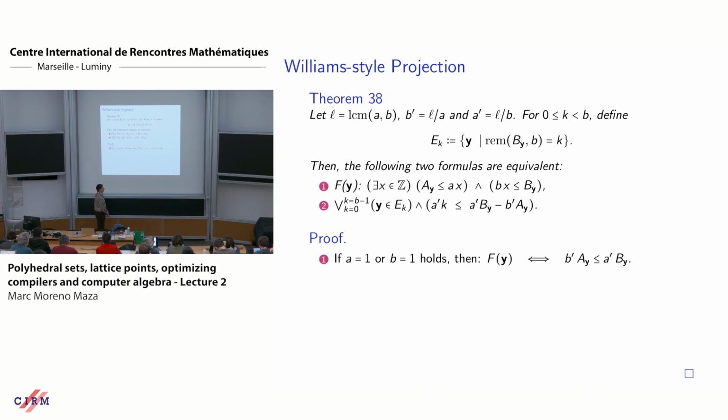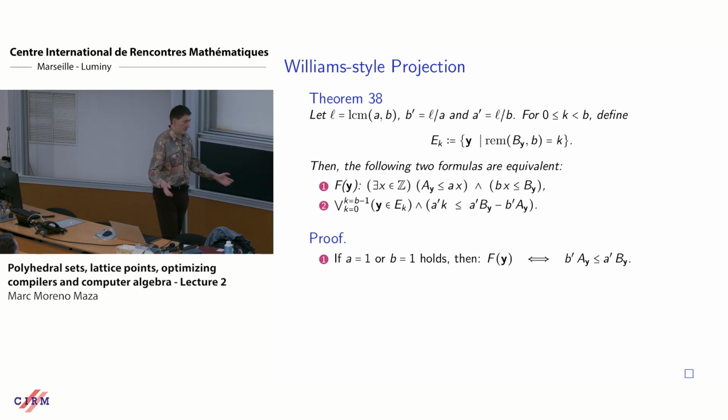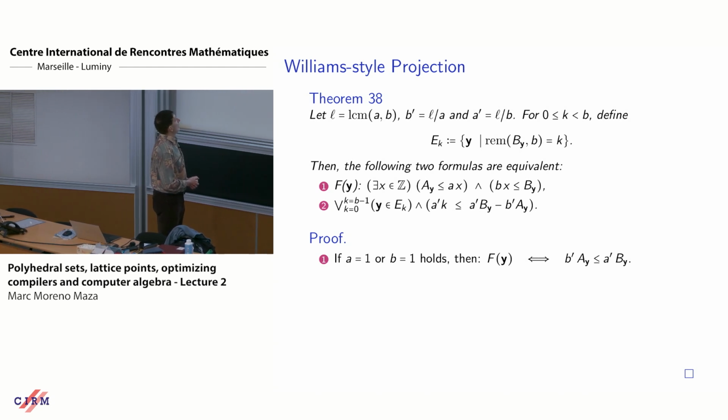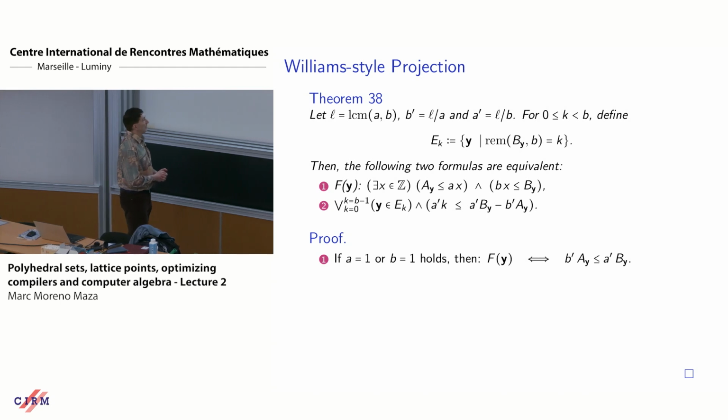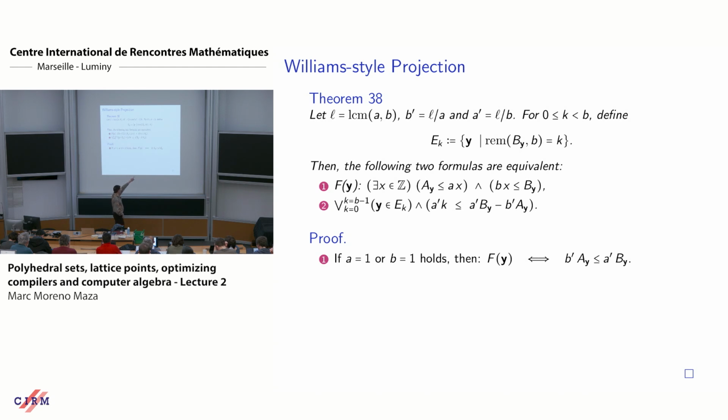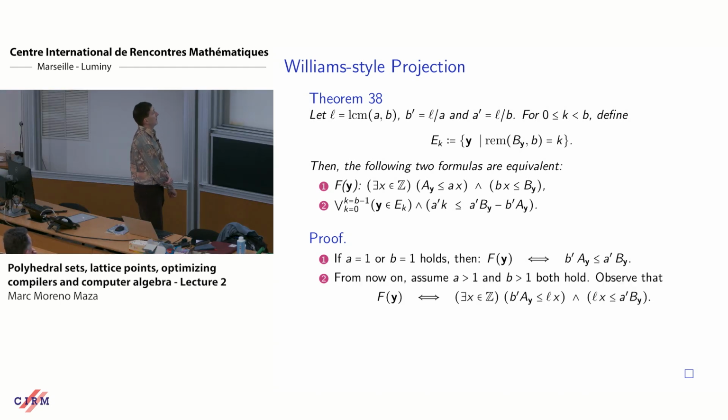Okay, so why is this true? First, if we were, let's say, over Q, so in the continuum of the real numbers, then we would simply do as usual, as in Fourier-Motzkin elimination. But here we are over the integers, so we need to be a little bit more careful. Unless A equals 1 or B equals 1, in which case things are as simple as they are over the rationals. So I'm just going to assume that A and B are greater than 1.